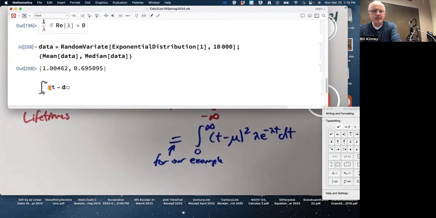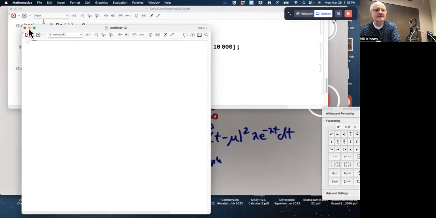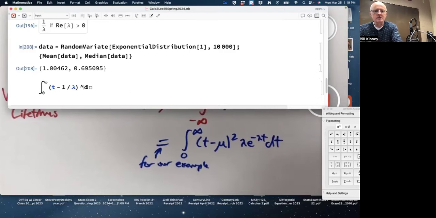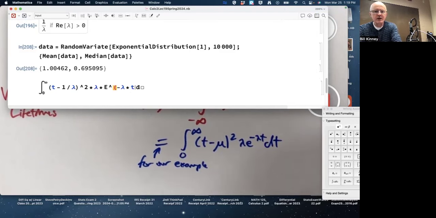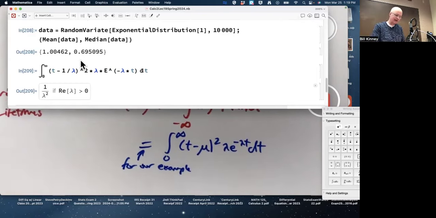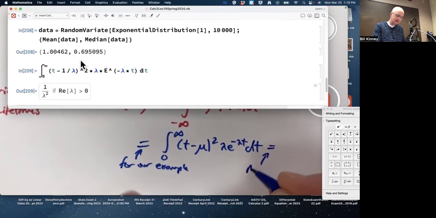T minus, what is mu? Mu is 1 over lambda, right? That's what we got for mu for our example. Looks pretty complicated. Let's see what the answer is. The answer is not too complicated. It's 1 over lambda squared, when lambda is positive, which again, we're assuming. Mathematica gives the value of this to be 1 over lambda squared.